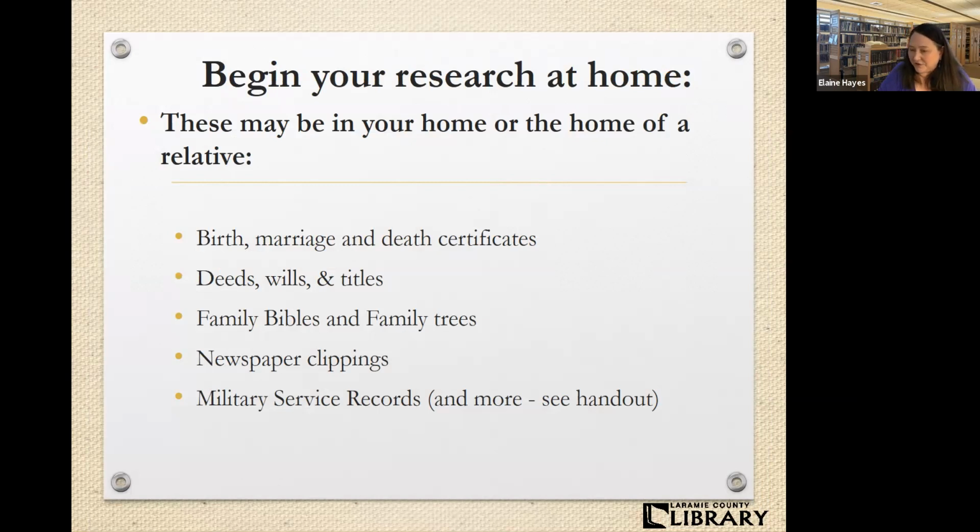Along with beginning your research at home and talking to your relatives, you should also realize that there's a lot of documents that might be in your home or in the home of a relative that's going to tell you about your family. Things like birth, marriage, and death certificates. These are all those kind of things that people tend to keep. Deeds, wills, and titles, anything legal information, family Bibles and family trees that maybe other people have worked on.